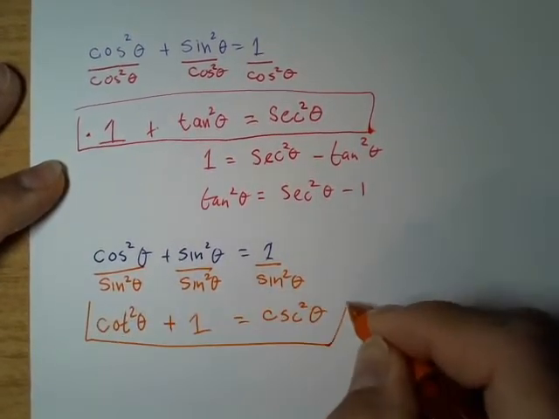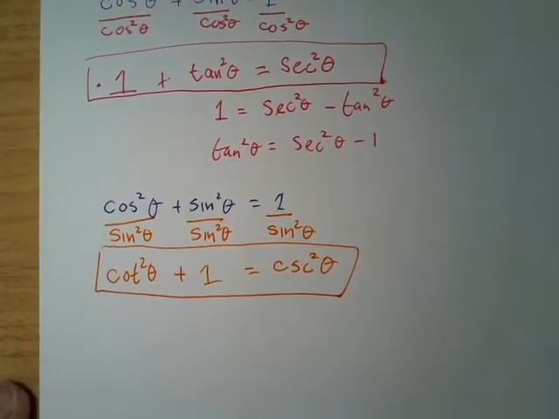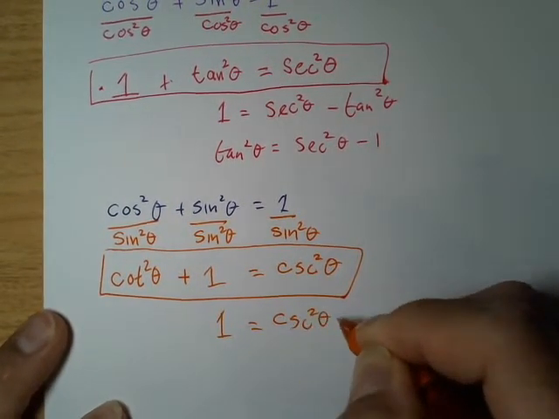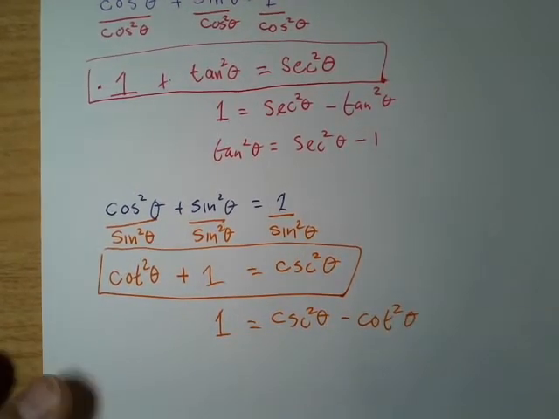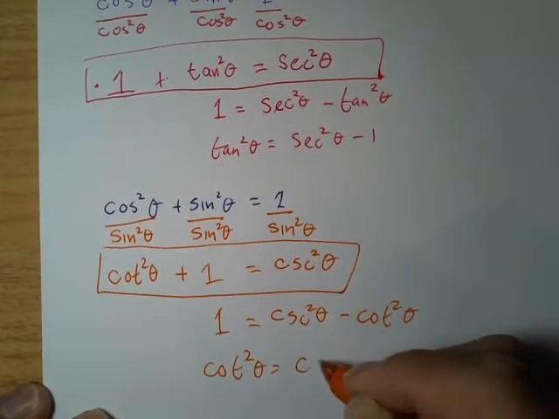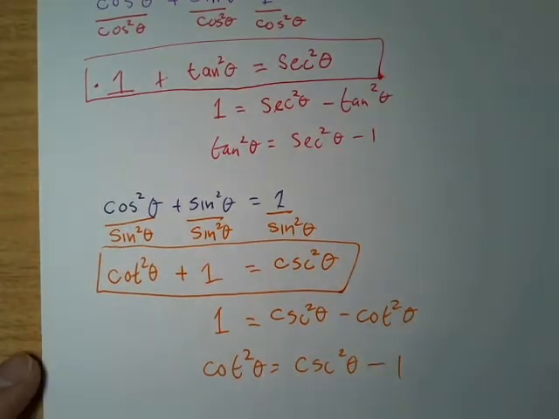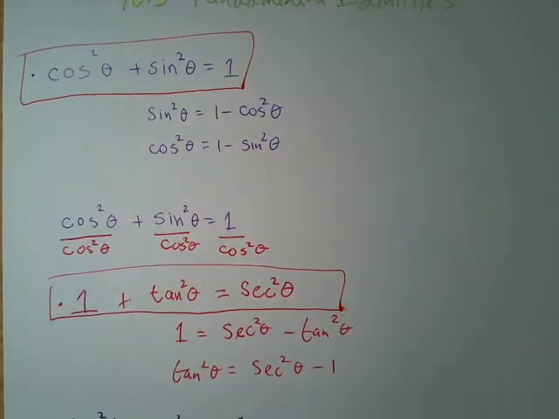And now we have our next fundamental identity. And again, we can always subtract cotangent squared from both sides. It gives us a new identity. Or we can subtract 1, so cotangent squared theta is equal to cosecant squared theta minus 1. Okay, so those are the fundamental identities.